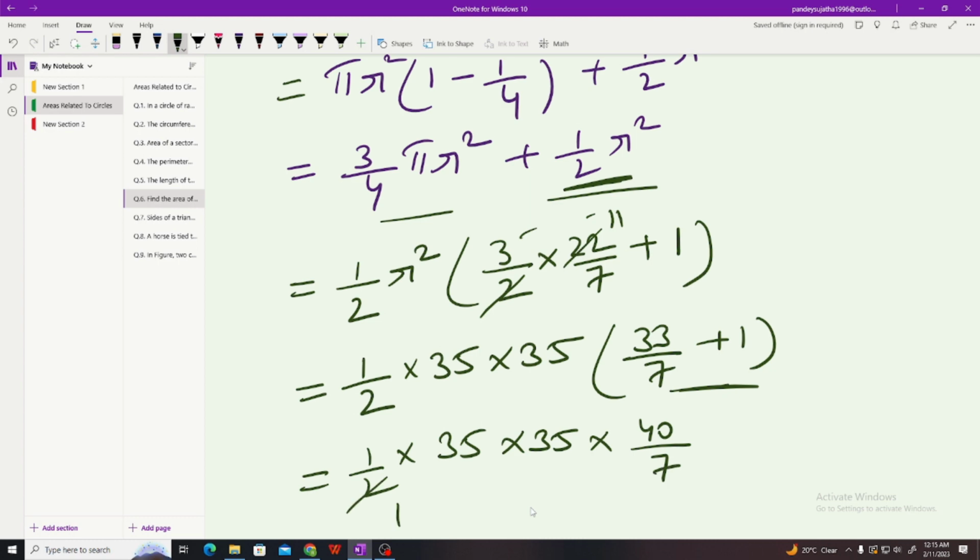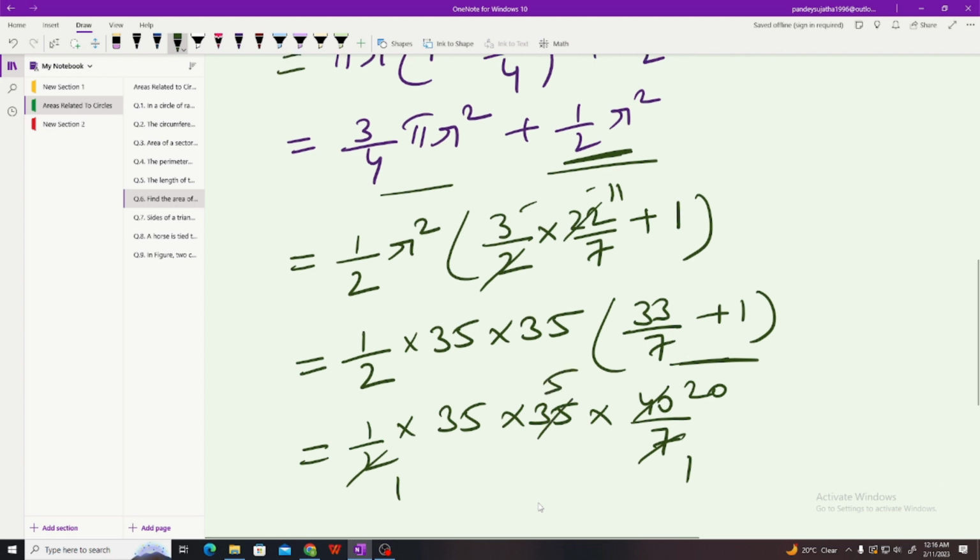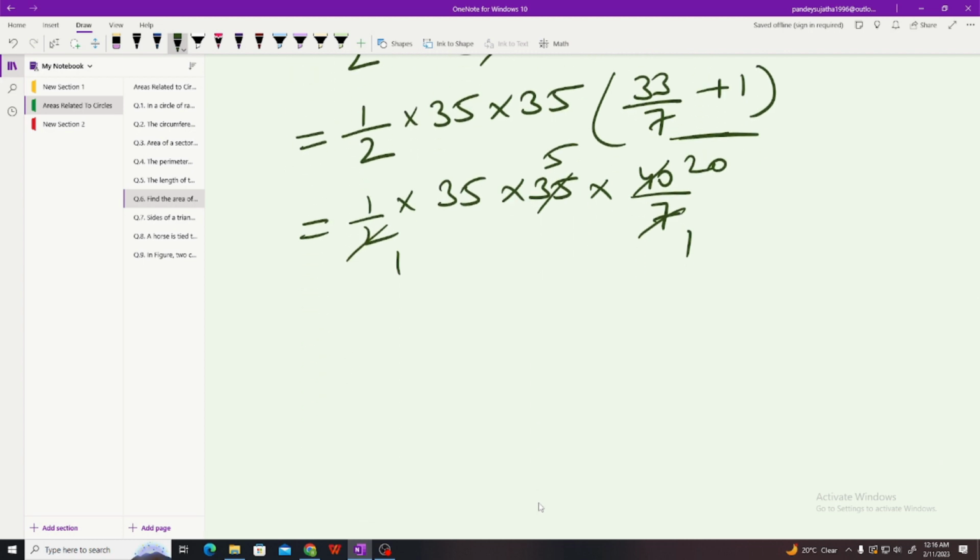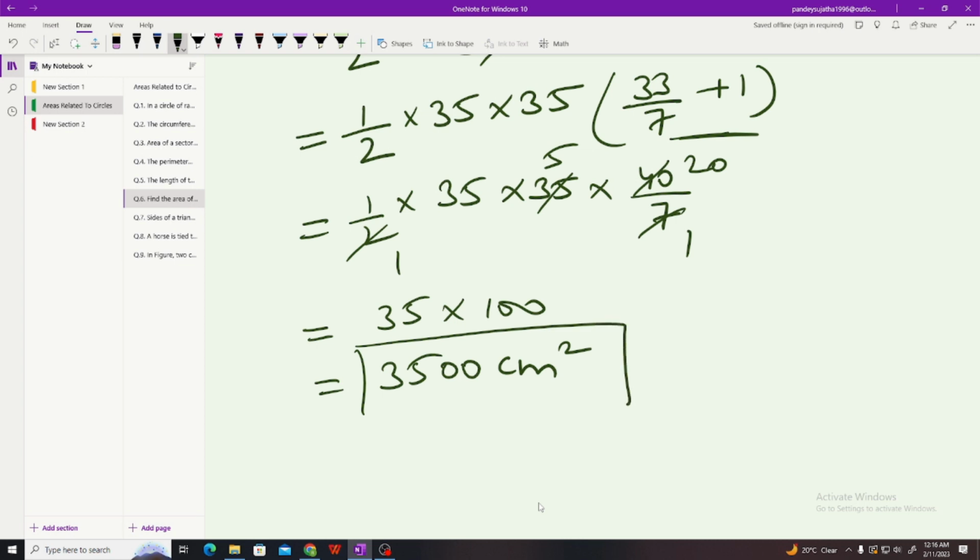So cancel it. So we get 35 into 100, that is 3500 centimeter square. So the area of the major segment, we get it as 3500 centimeter square. Hope this question is clear to all of you. Now let's move to the next question.